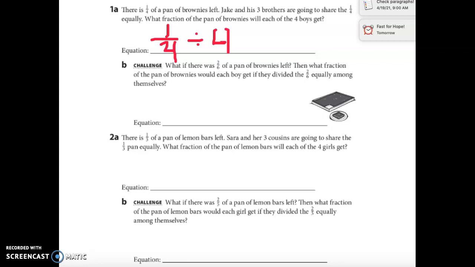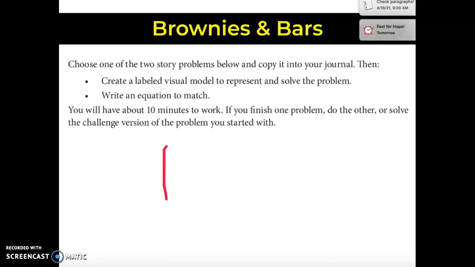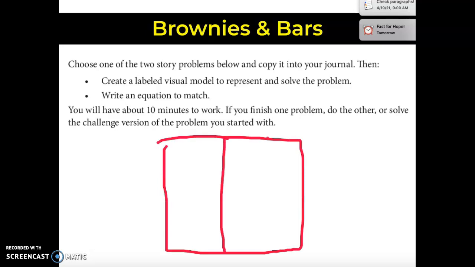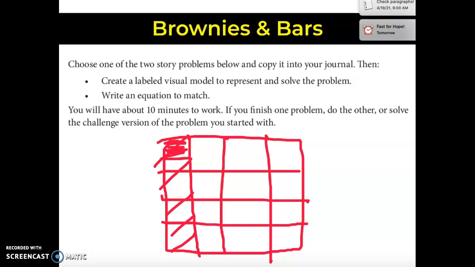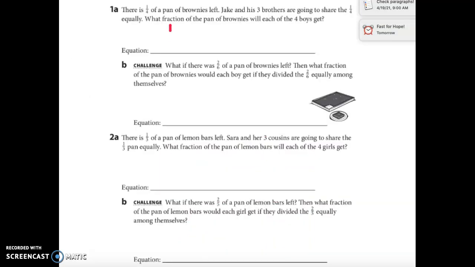So if I were to draw this picture, I'll just go back to this screen so we have some room. I would draw a picture of this. I'm going to split my pan of brownies into 4ths, and then this is the 1/4 that's left, and then I'm going to cut this into 4ths again, and I see each person's just going to get 1 of these, which is 1 out of 16 total brownies. So our answer to 1/4 divided by 4 equals 1/16 of the pan.